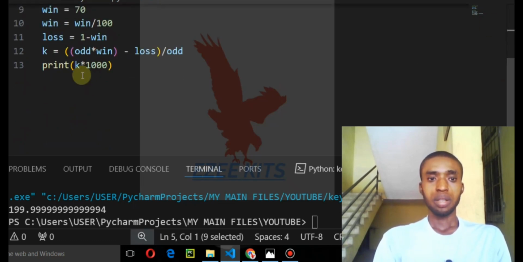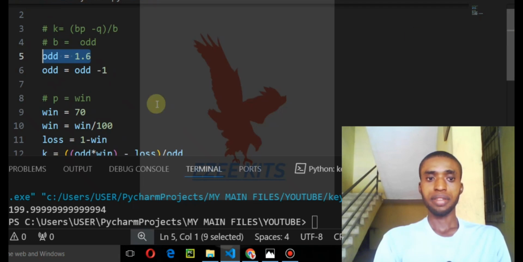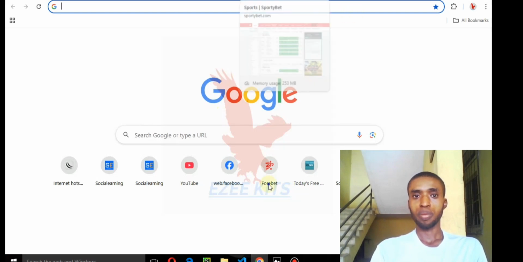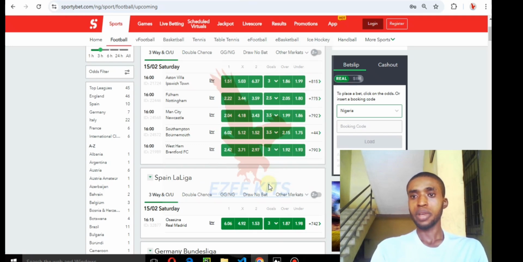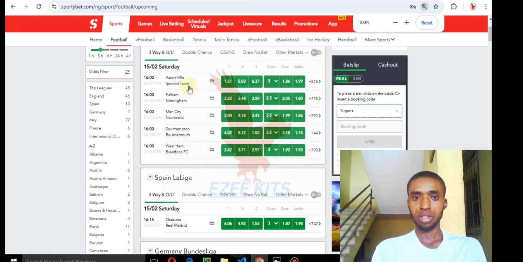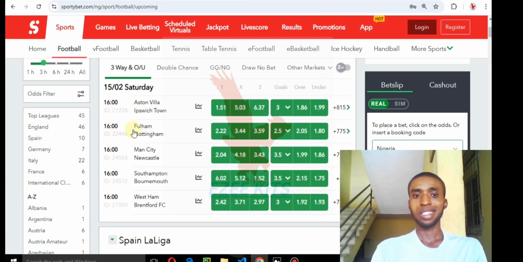So let's do a real life example. Let me head over to my browser. Let me go to Sporty, which is a popular bookmaker in Nigeria. Let's say I zoom in on this Aston Villa against Ipswich game. Let me zoom in some more. This is the example I'm using, the Aston Villa Ipswich game.